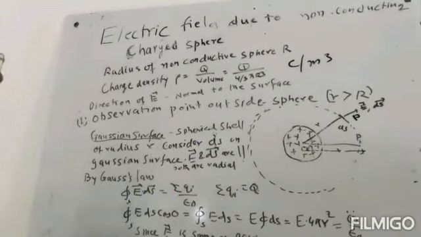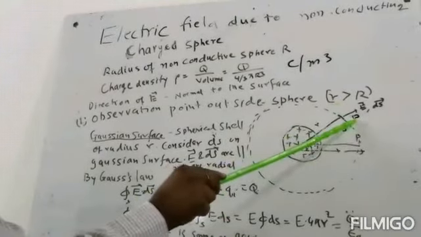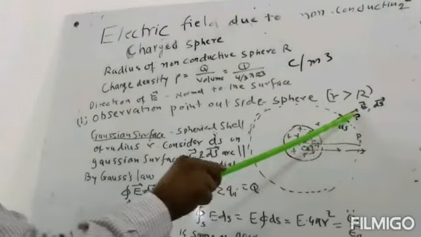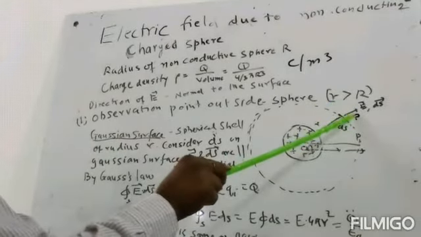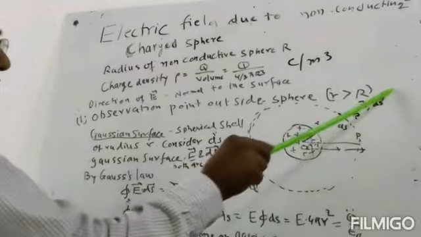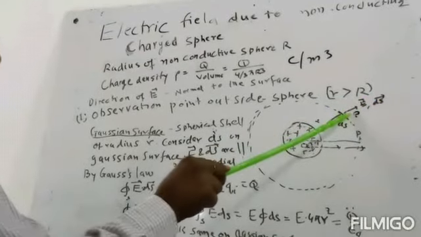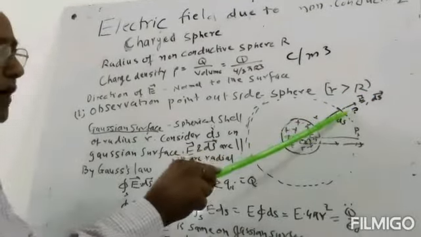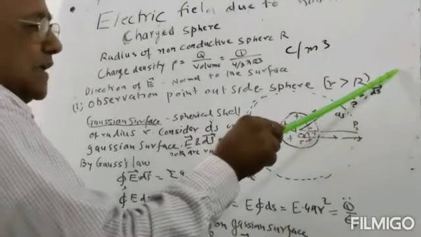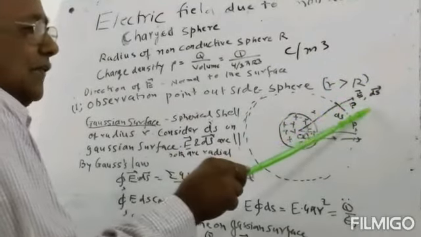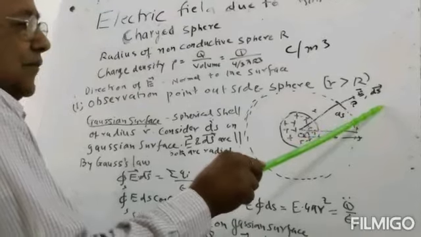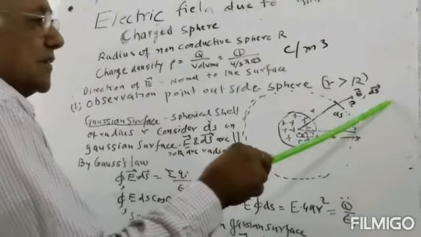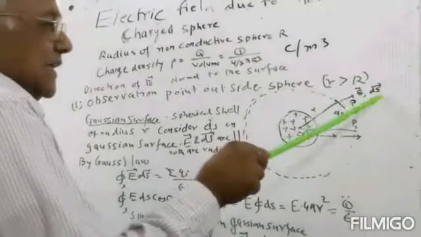Now we take a small area ds on this Gaussian surface, then the direction of electrical field will be radial, that is in the OP direction. The direction of ds will be normal to the surface, so that will be also in this direction. So we can say electrical field and ds vector both are in the same direction, or the angle between E and ds is equal to 0.